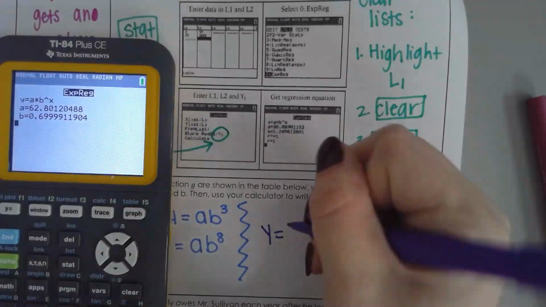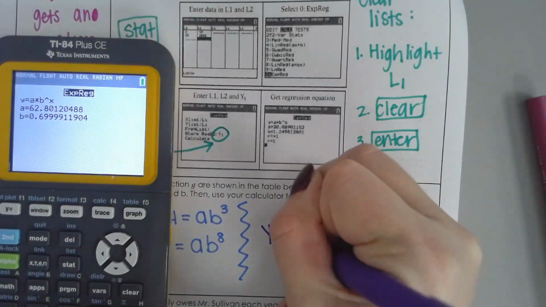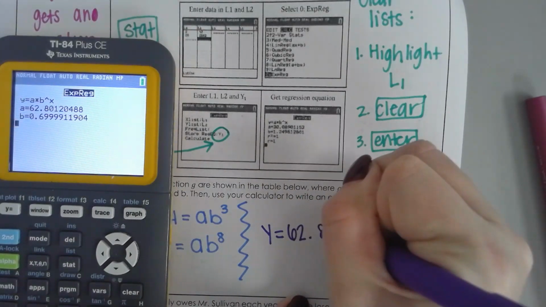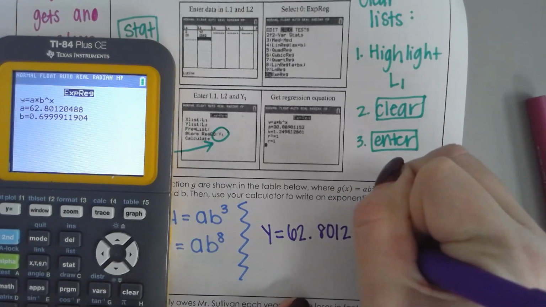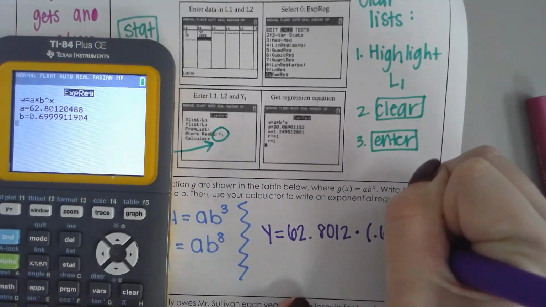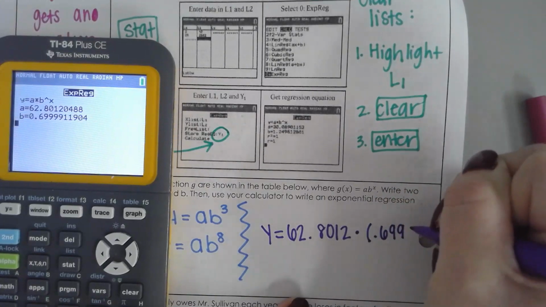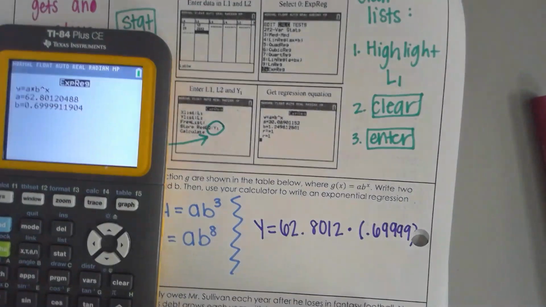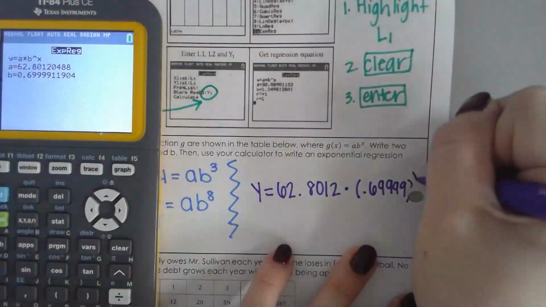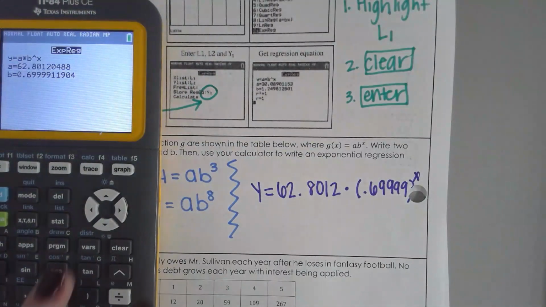So 62.8012 times 0.69999, to the x. The more you write, the safer you are. So that is the equation.